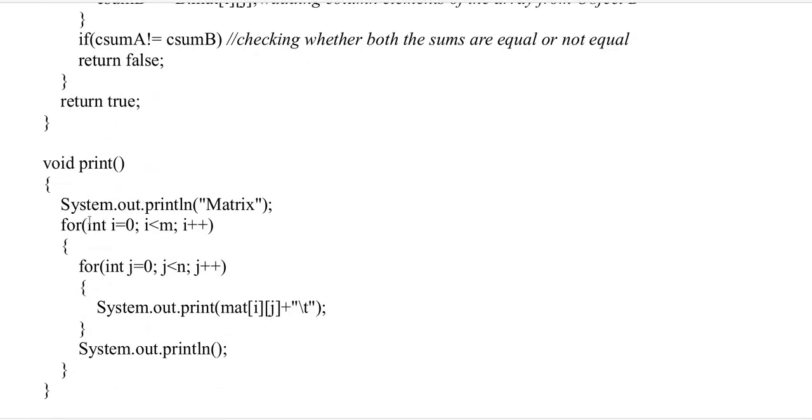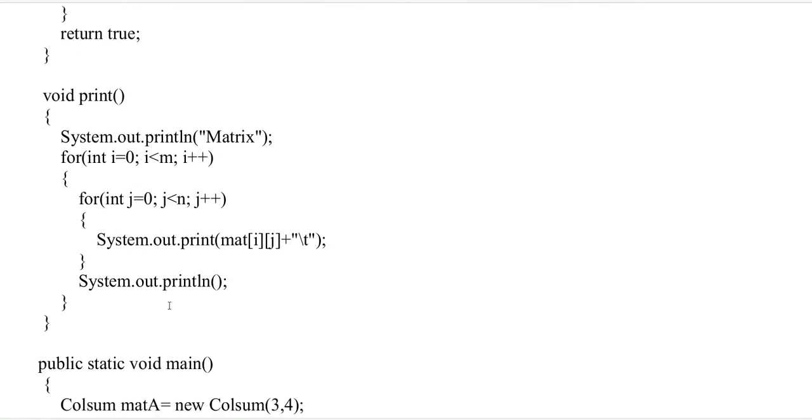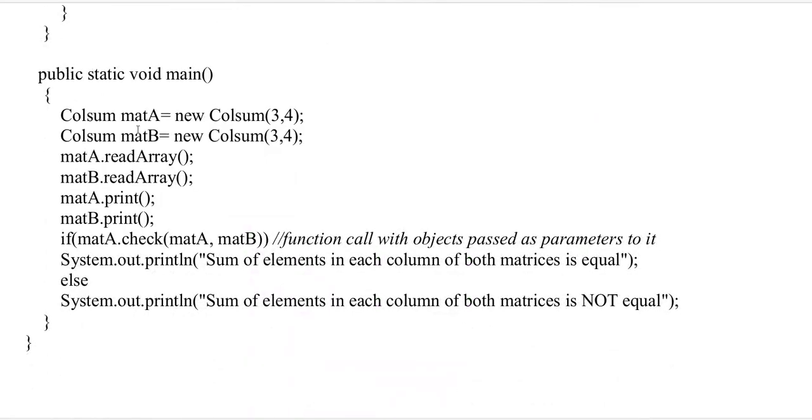The print statement is printing the matrix. In the main function, I'm creating two objects, calling the input function, read array for both arrays, printing both arrays, and then I'm calling mat A dot check mat A comma mat B. You can do it as mat B dot check mat A comma mat B, no problem. If they are equal, it's printing equal matrix, else not.